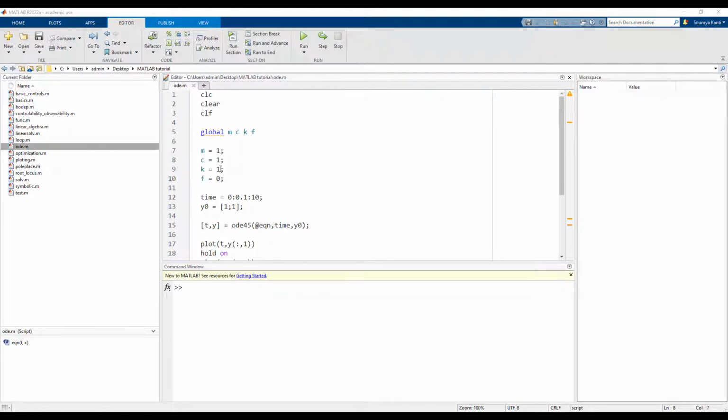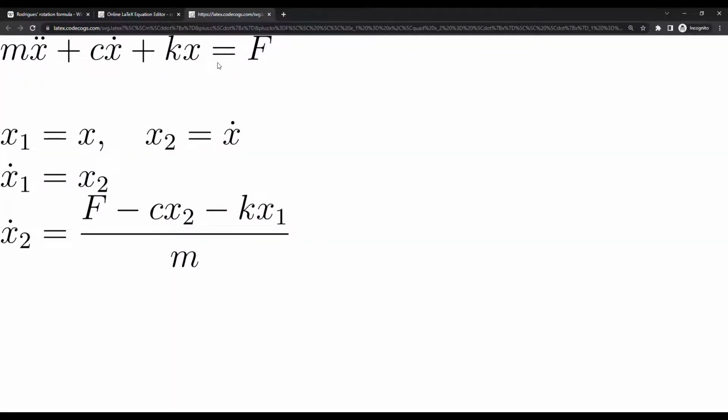So here you need to provide the equations in state space form. The differential equation is something like this: m x double dot plus c x dot plus k x equals F. So what we will do is we will have two variables, x1 is x and x2 is x dot. We will now write the differential equation in terms of x1 and x2. So x1 dot is x dot, which is x2, and then x2 dot is like this term.